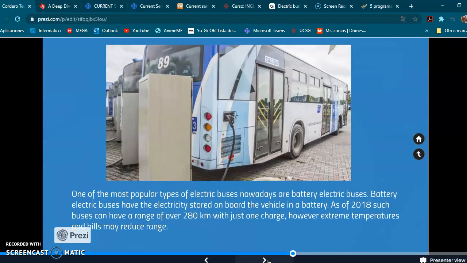One of the most popular types of electric buses nowadays are battery electric buses. Battery electric buses have the electricity stored on board in a battery. As of 2018, such buses can travel over 280 kilometers with just one charge. However, extreme temperatures may reduce range.